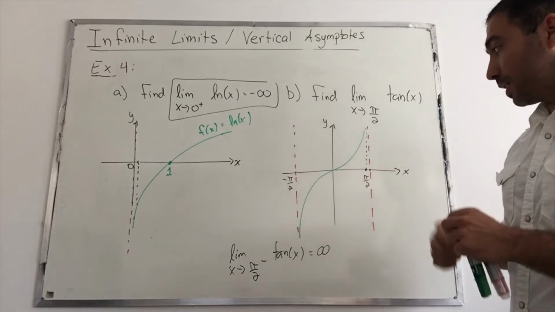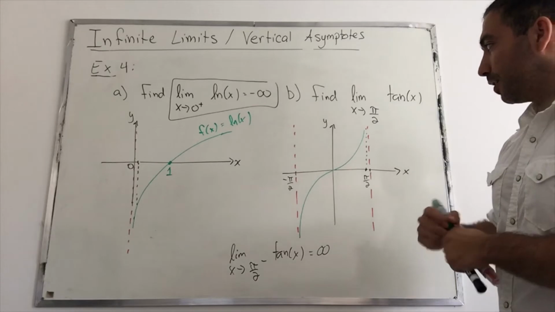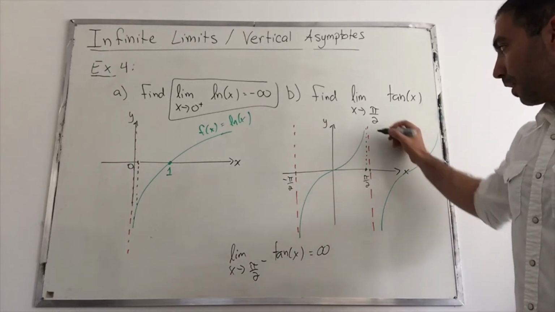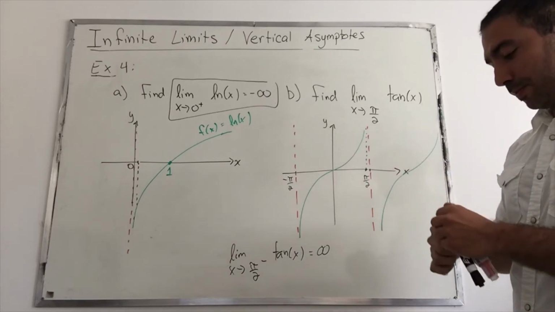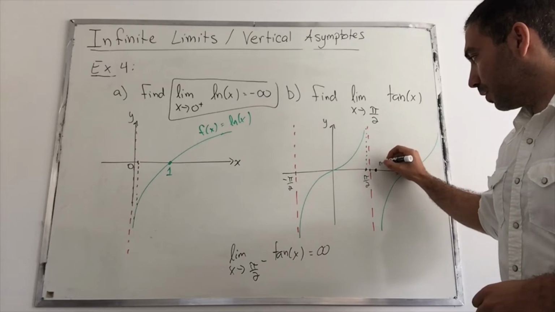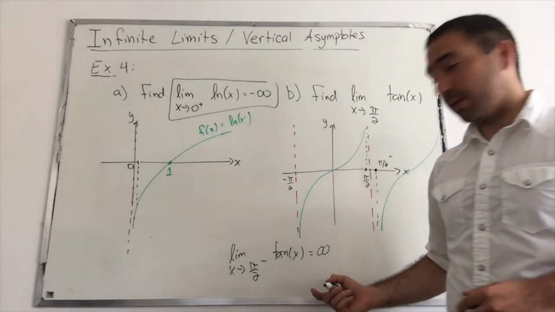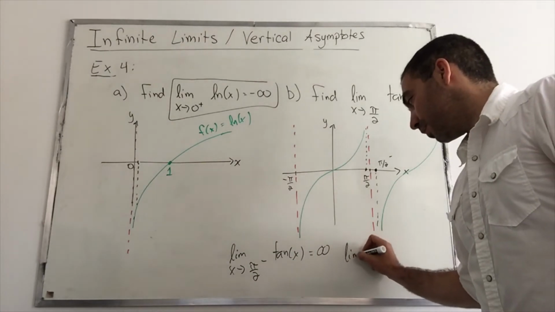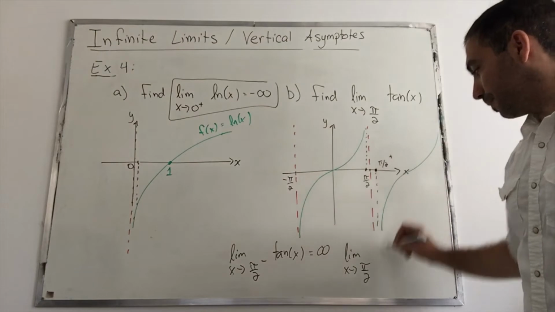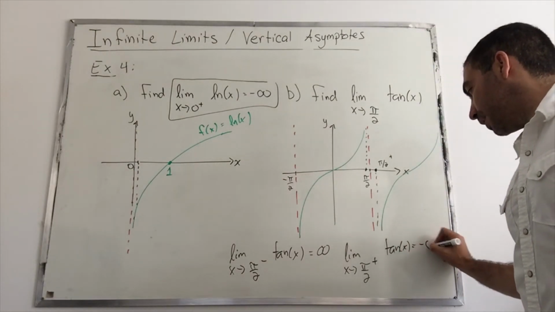But if we look on the right side of pi over 2, let's draw this. The green function here, the tan function, repeats itself, so it's going to look something like this again. To the right of pi over 2 would be over here, which now goes to negative infinity. So the limit as x approaches pi over 2 from the positive side of tan x is negative infinity.